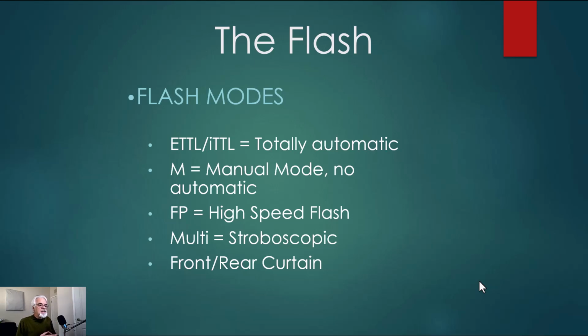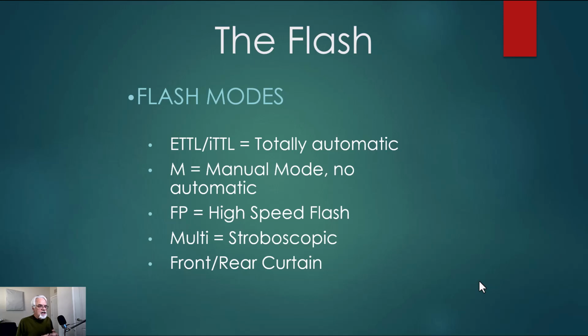Then FP is high speed flash. I've talked about the shutter sync modes. My Canon, again, one was 1/250th of a second. The other one was 1/160th of a second. When you select FP flash, you can choose any shutter speed that your camera's got. And you may be thinking, I'm going to leave that on all the time. Well, hold on. I'll show you why you don't want to do that coming up.